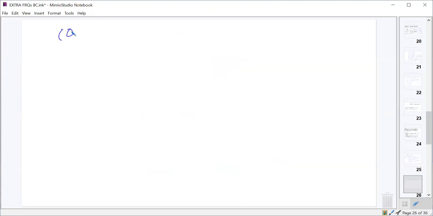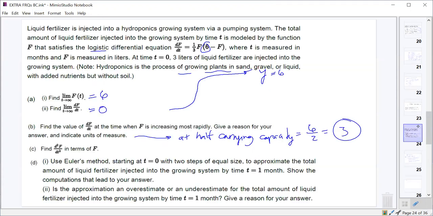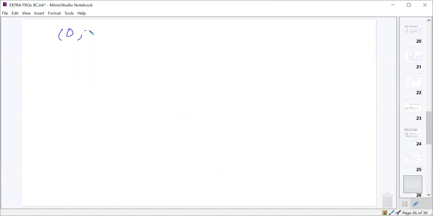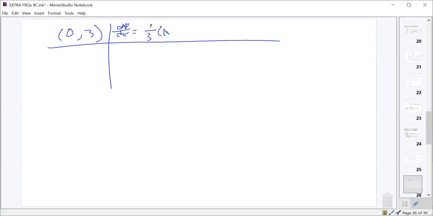we're going to start at 0, what was it, 0, 3? Yeah, 0, 3. And we're going to do 2 steps. So we're just going to go 0 to a half and a half to 1. And so this is our first point, and then normally we look for our dy dx, or in this case, our df dt, which ought to be, now I've forgotten what it was. What was it? 1/3 of f times 6 minus f.